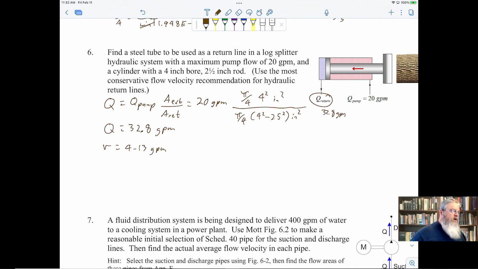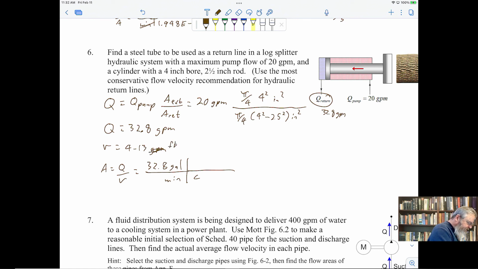What if we go with the smallest one, right? We want to decide what's the smallest tube we can get away with, or what's the biggest tube that would be before it gets to be overkill. So the area that we need is Q over V, and Q is 32.8 gallons per minute. And if we're going to go with a velocity of, sorry, that's not GPM, that was feet per second, 4 feet per second, that's the lowest speed. Let's find out what the area is.